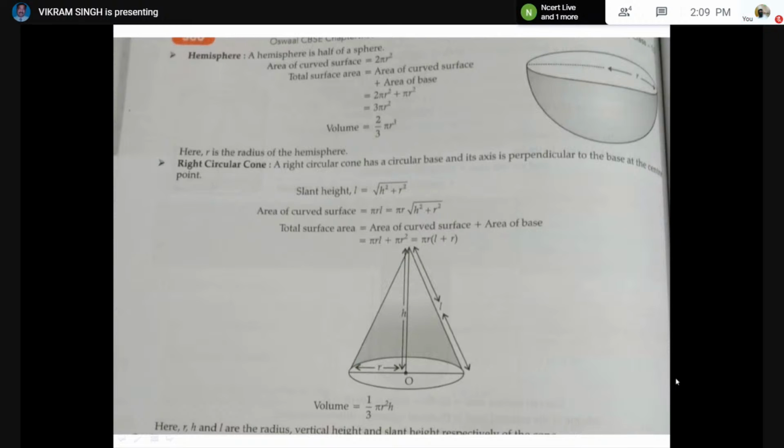Similarly, the right circular cone. A right circular cone has a circular base and its axis is perpendicular to the base at the center point. If we take small r as the radius and small h as the height, the volume becomes 1 by 3 pi r square h. As I told you, this small r is the radius of the base, which is a circle, and small h is the height.